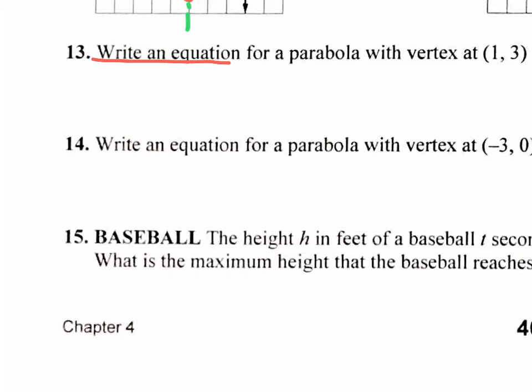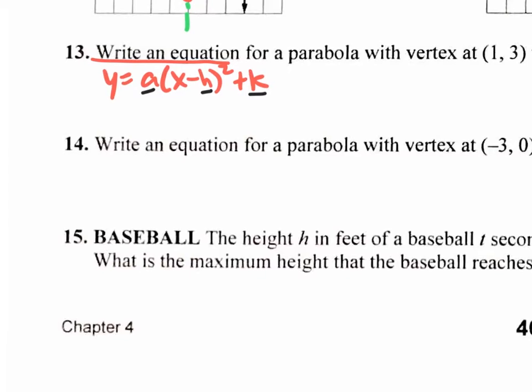Especially if they give you vertex form, right? So what is a vertex form equation? Y equals A parentheses X minus H close parentheses squared plus K. Now, what are the three things that we need to write this equation? A, H, and K. We need those three things.